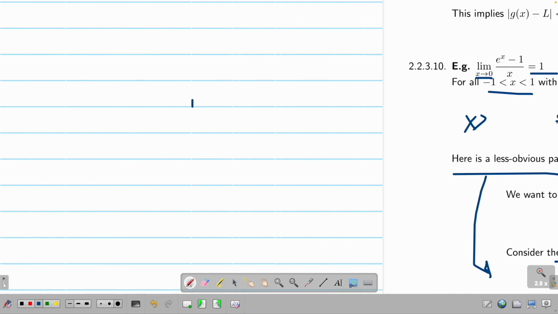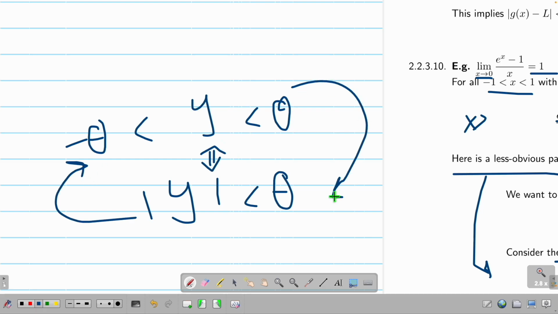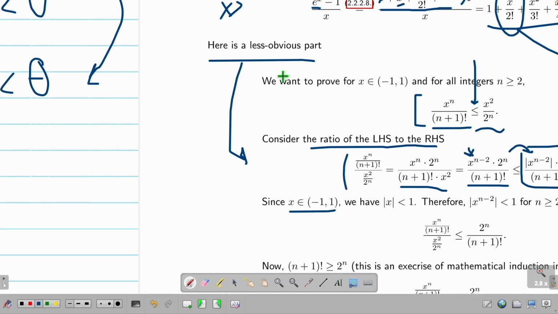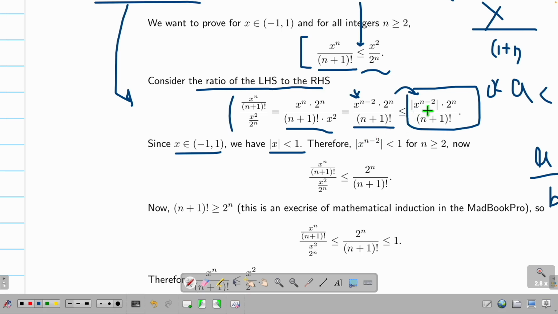Whenever you see y between theta and negative theta, you need to know this means absolute value y is smaller than theta. They are the same sentence. If you cannot go from here to here, you need practice. Usually you can go from here to here, but you also need to go from here to here. So because I said x is between 1 and -1, immediately I have this. This is the reason why I make an absolute value here.